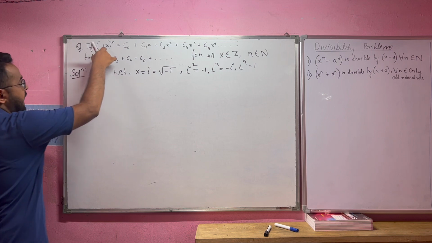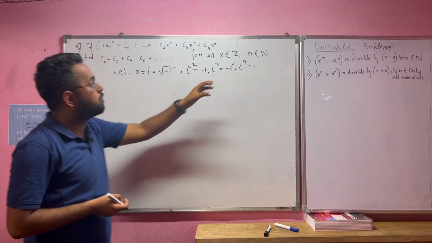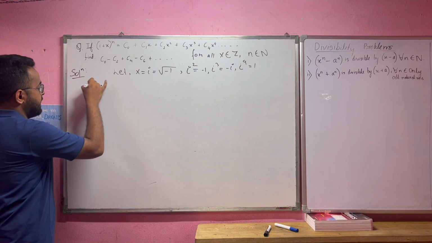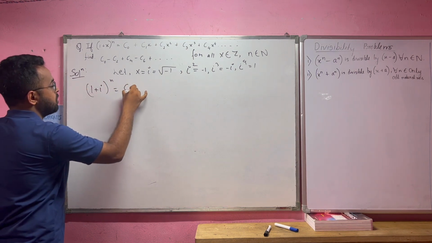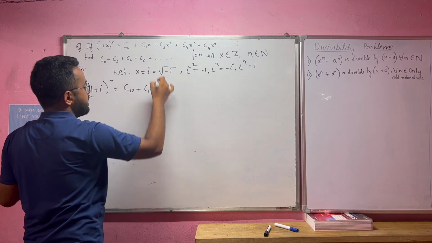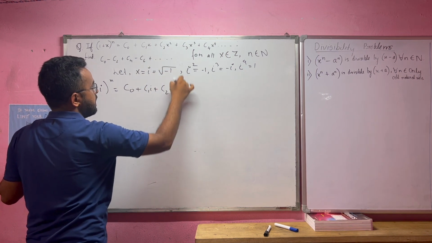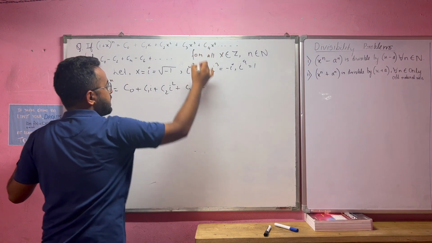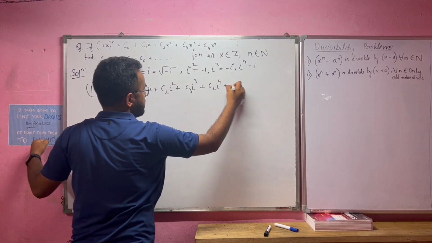Now you put x equal to i, because this is true for any complex number x. So (1 plus i) power n is nothing but c0 plus c1 i plus c2 i square plus c3 i cube, i4, so on and so forth. What do we put in place of x?